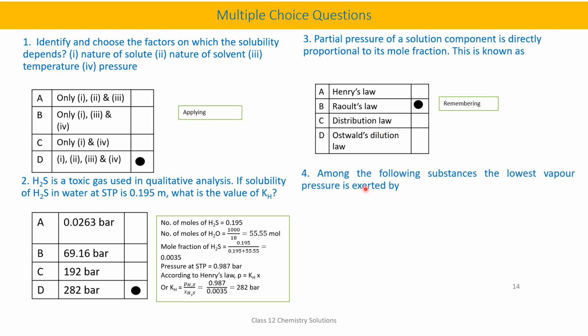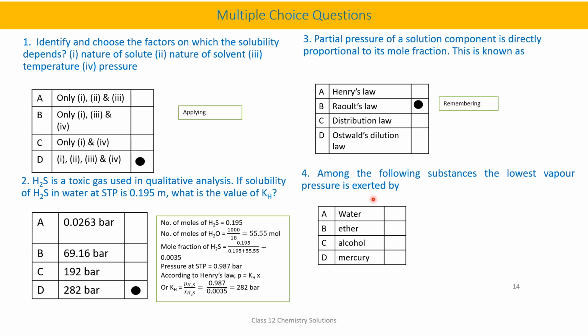Question number 4. Among the following substances, the lowest vapor pressure is exerted by water, ether, alcohol, and mercury. You have to analyze and answer correctly. So mercury is non-volatile. So answer D is the correct answer. Next question.